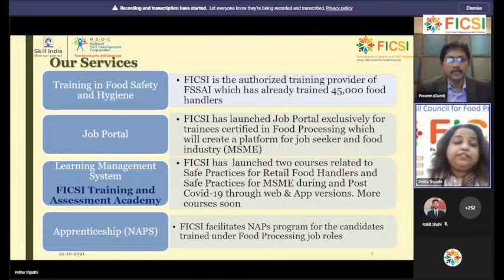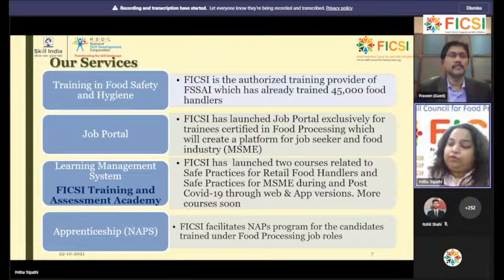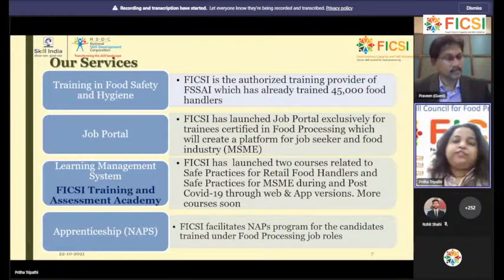We also have a dedicated job portal, and when I say a dedicated job portal, this job portal is specifically for candidates and professionals from the food industry, graduates who are in their final year in the food technology field and allied fields, and also students studying in the BVoc colleges and technical institutes. So this particular portal is for them.